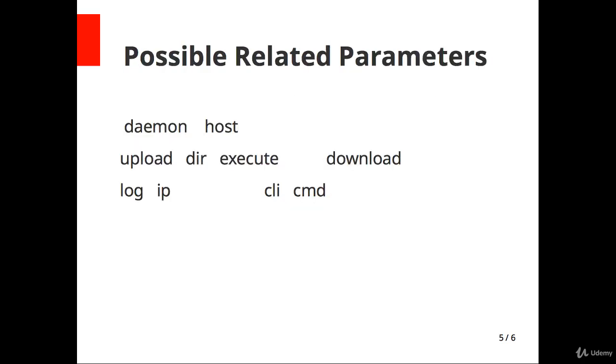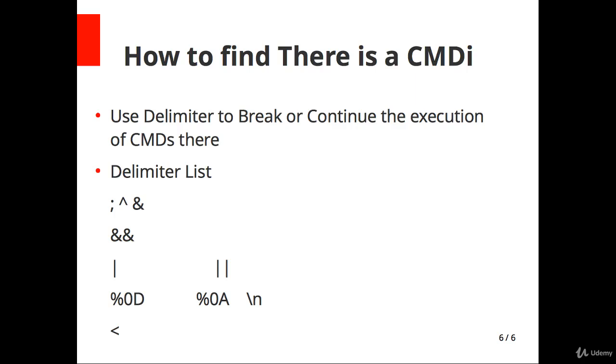So these are the possible parameters you have to look for: daemon equal to something, host equal to something, upload equal to something, or any related parameters. There you have to check by providing a delimiter used to break or continue the execution of the command.